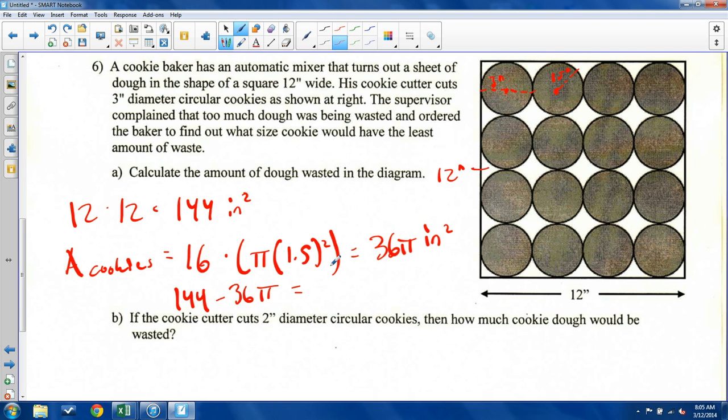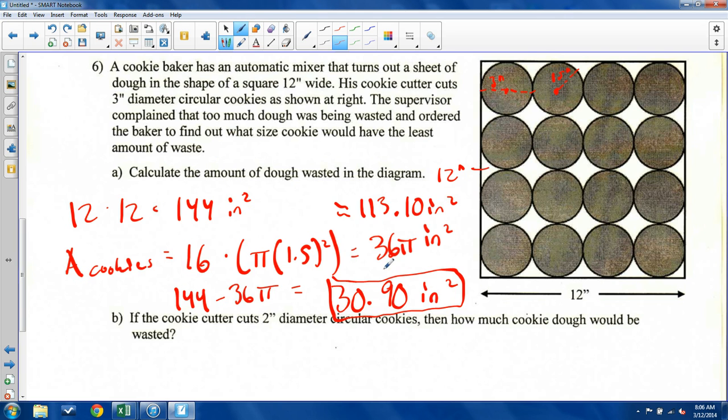Did you do 144 minus 36 pi? I just want to make sure I got the right number. Pi is okay. So 30.90 square inches of cookie dough is being wasted. By the way, for reference, 36 pi is about 113.10 square inches of cookie dough. So this plus this is 144. So this is how much cookie dough you get out of this entire thing.